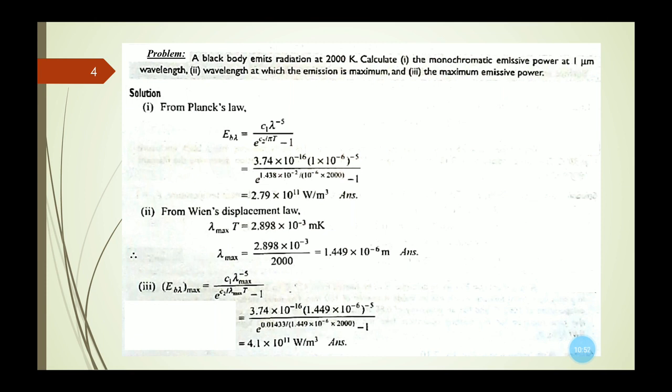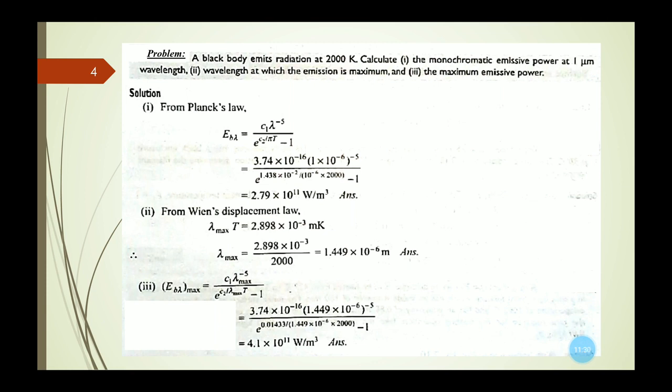For the first case, to find the monochromatic emissive power at 1 micrometer wavelength, we need to use the concept and formula of Planck's law. The formula of Planck's law: E_b lambda equals C1 lambda to the power minus 5 divided by e to the power C2 by lambda T minus 1.